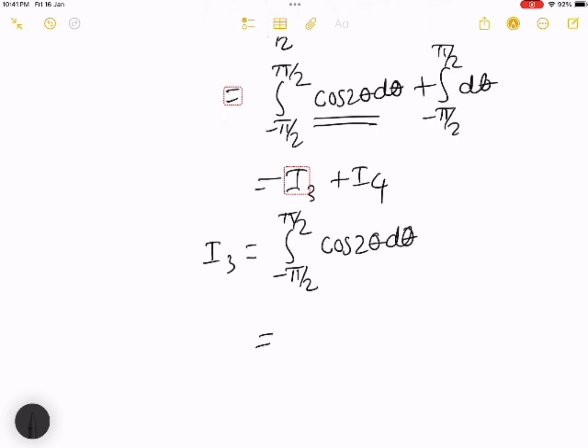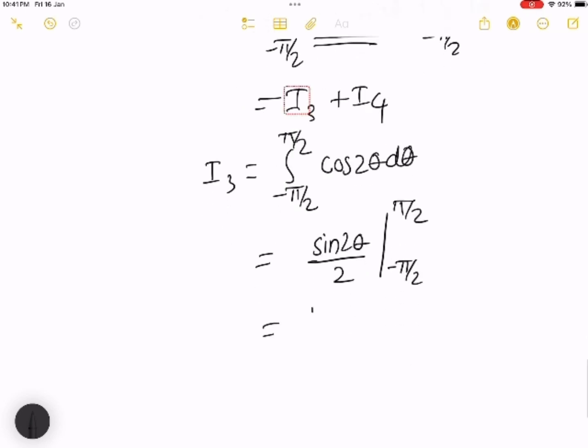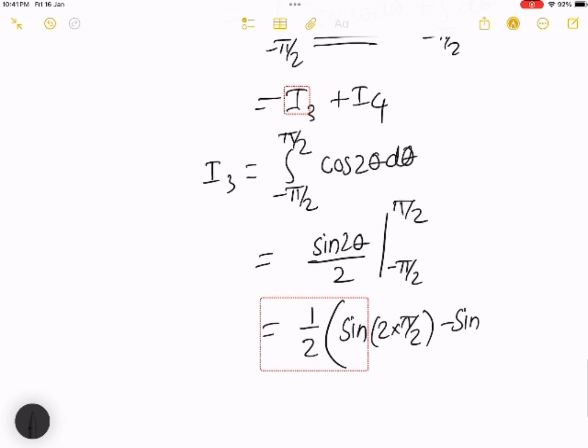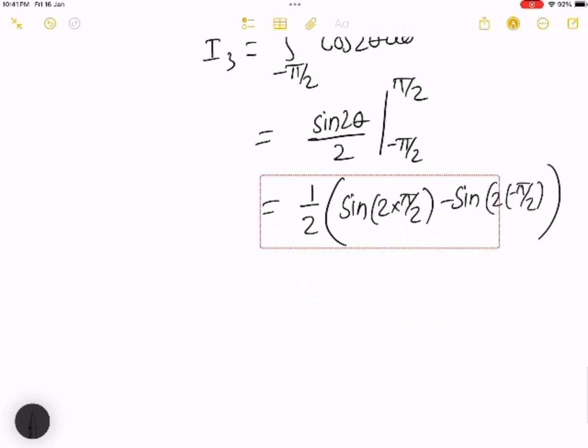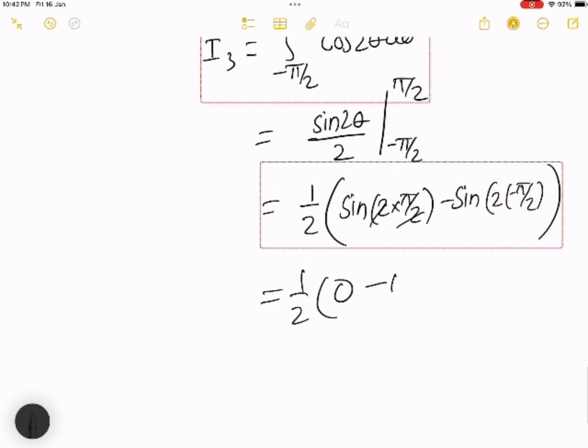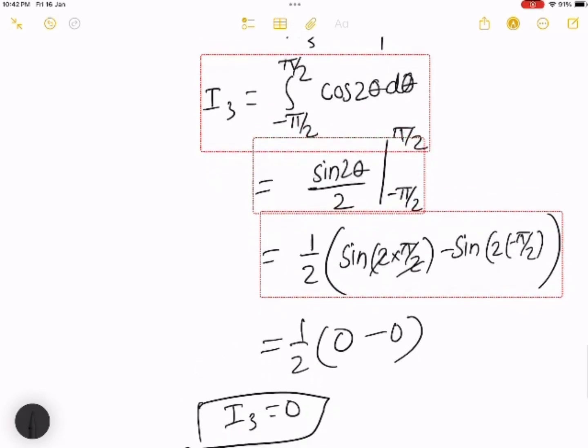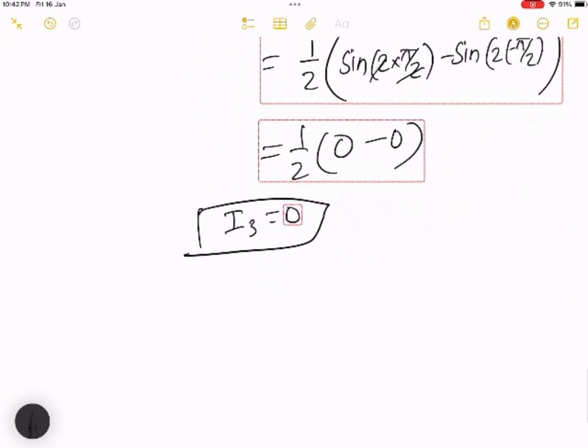Again, integration of cos of 2 theta is sine of 2 theta divided by 2, and again the limit goes from minus pi by 2 to pi by 2. So we put everything: sine of 2 into pi by 2 minus sine of 2 into minus pi by 2. Okay, we put the limit, so it's 1 by 2. Again, sine of pi is 0, sine of minus pi is 0. So again I3 became 0, even though the rule didn't hold true, but the integral turned out to be 0. So it's a saving grace for us.